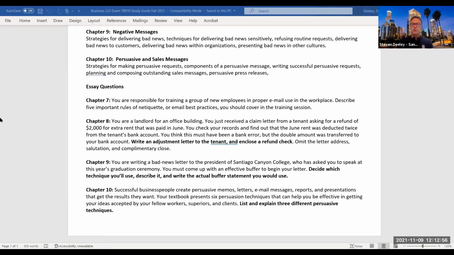What I want you to do is write an adjustment letter to the tenant and enclose a refund check, okay? Enclose a check. Don't say we're gonna look into it. Don't say we're gonna send you a check. Don't say we've transferred the money. The instructions here say enclose a refund check.